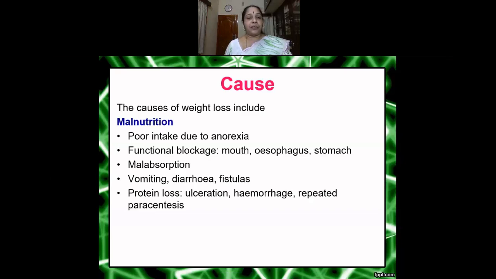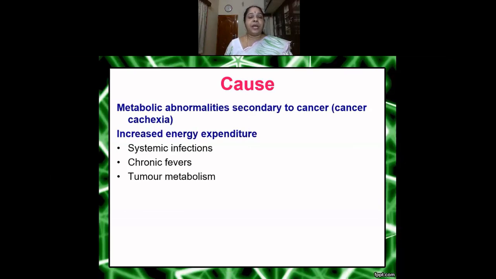Malabsorption can also lead to malnutrition and weight loss. Vomiting, diarrhea, and fistulas can again cause malnutrition. Protein loss due to ulceration, hemorrhage, and repeated paracentesis. Repeatedly, when the food tries to move through the obstruction, it causes ulcers and hemorrhage, as a result of which there is protein loss, and it can lead to malnutrition. Metabolic abnormalities secondary to cancer can cause cachexia. Cachexia is the extreme loss of weight.